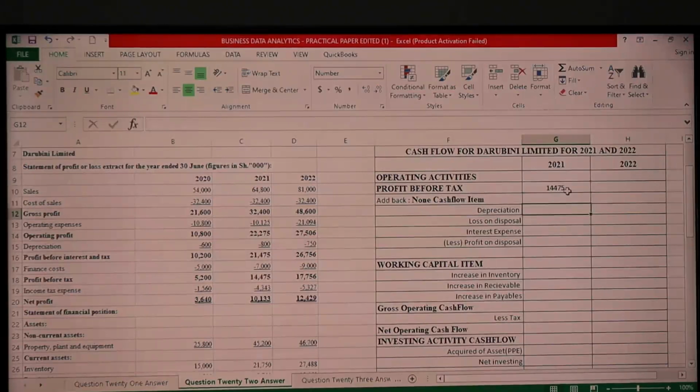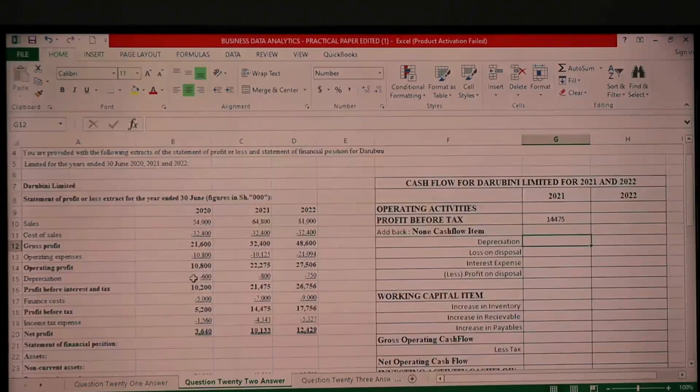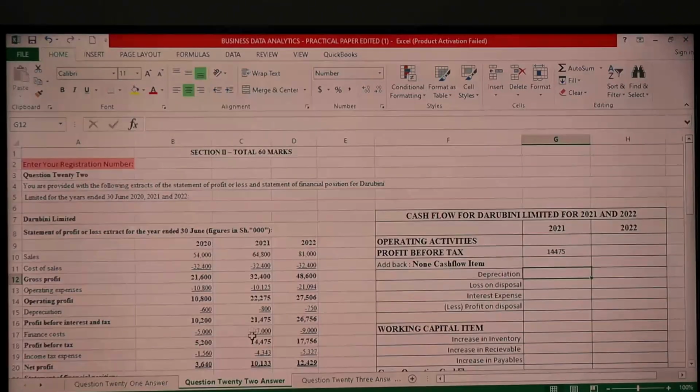Then we are supposed to add back the non-cash flow items, which here we have the depreciation, we have the loss of disposal. We don't have this loss of disposal. We have interest expense. We don't have profit on disposal. So we're going to take the depreciation of 2021, which is right here. Get the depreciation of 2021, and you're supposed to pick that cell here.